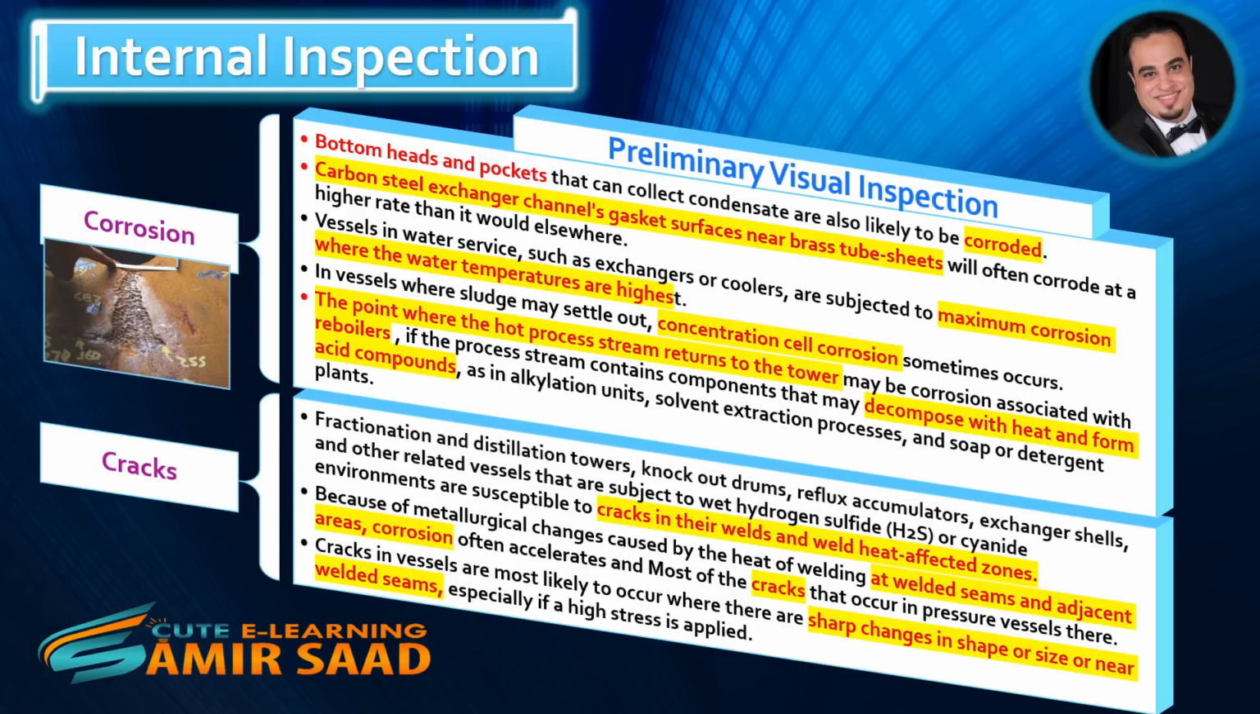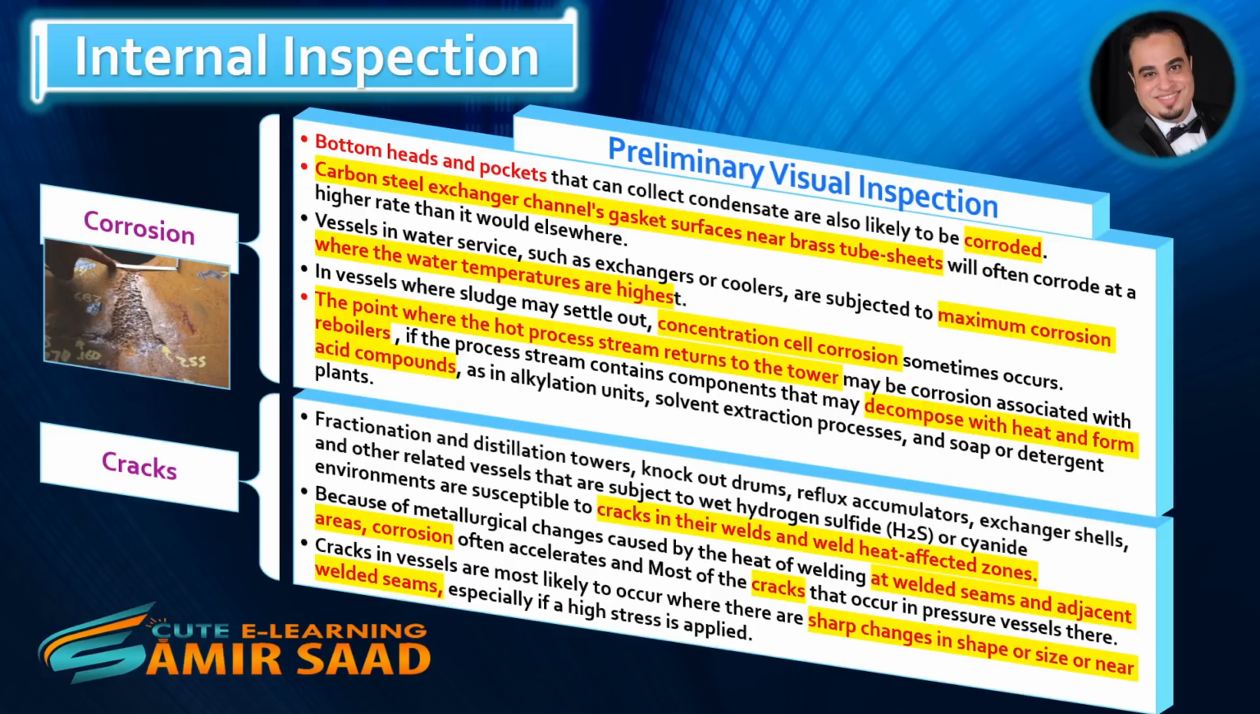The point where the hot process stream returns to the tower may be corroded, as with reboilers, if the process stream contains components that may decompose with heat and form acid compounds, as in alkylation units, solvent extraction processes, and soap or detergent plants.